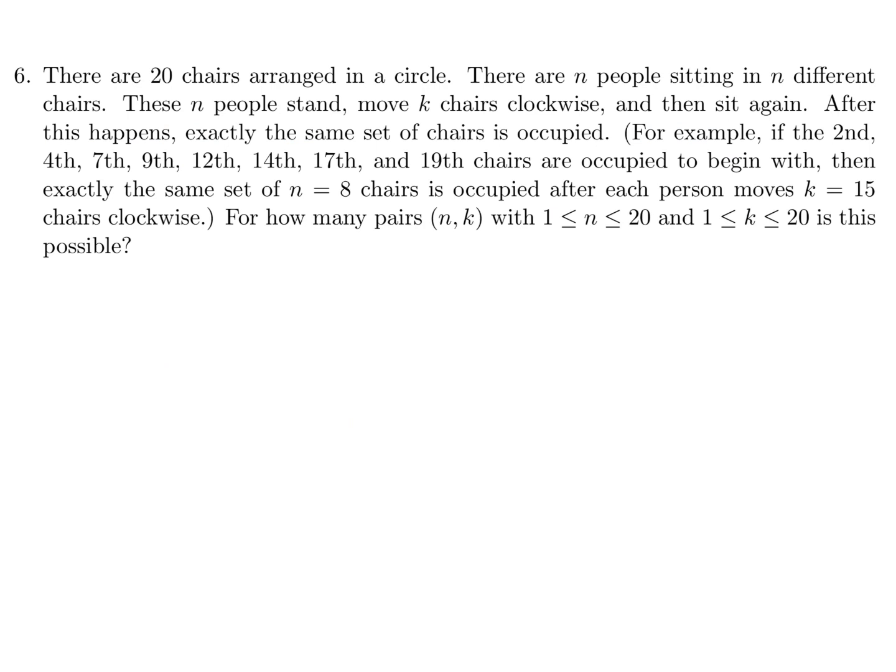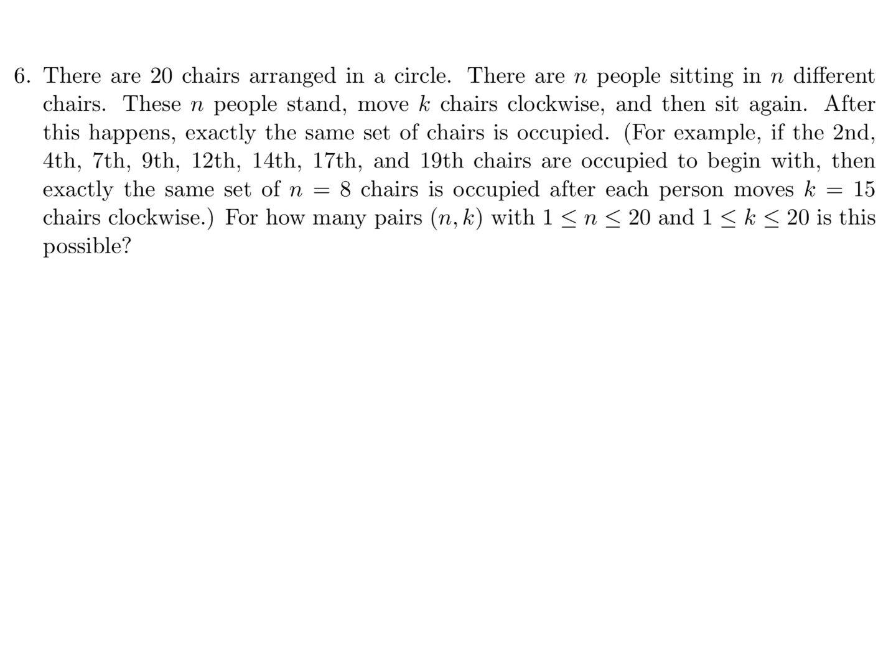There are 20 chairs arranged in a circle. There are n people sitting in n different chairs. These n people stand, move k chairs clockwise, and then sit again. After this happens, exactly the same set of chairs is occupied. For example, if the 2nd, 4th, 7th, 9th, 12th, 14th, 17th, and 19th chairs are occupied to begin with, then exactly the same set of n equals 8 chairs is occupied after each person moves k equals 15 chairs clockwise. For how many pairs n, k with n between 1 and 20 and k between 1 and 20 is this possible?